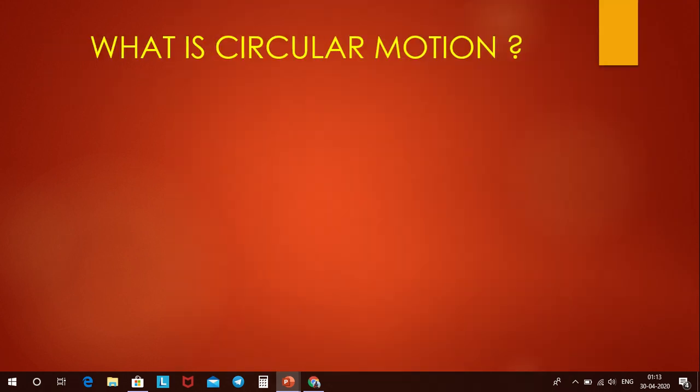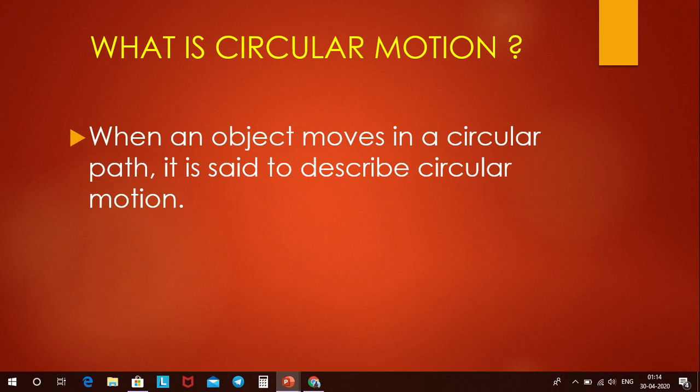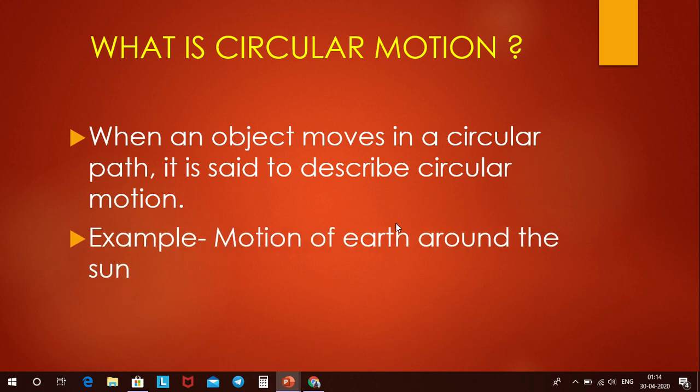Now, as because we are going to study about uniform circular motion, first you should know what is circular motion. As you have learnt in your junior classes, when an object moves in a circular path, it is said to describe circular motion. An example, motion of earth around the sun. There are so many examples in our daily life, like motion of merry-go-round, motion of moon around the earth, and motion of hands of a clock.